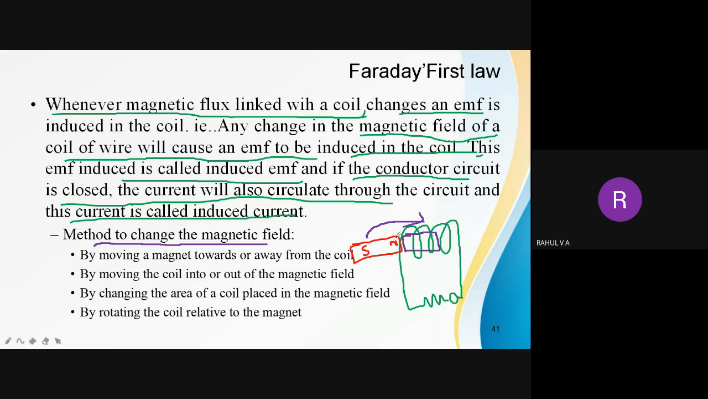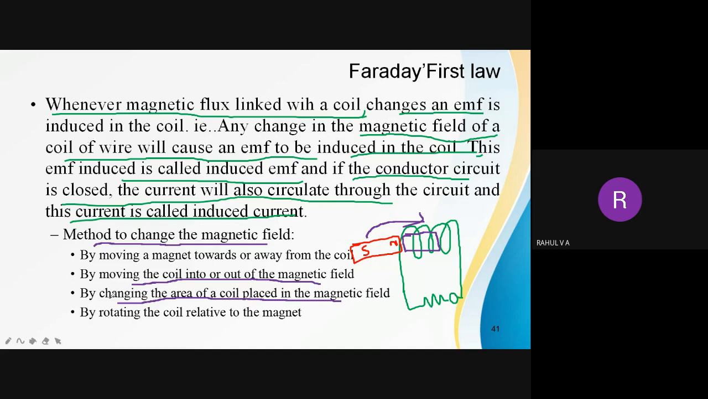Or what I can do, I can move the coil into or out of the magnetic field. So instead of moving the magnet, I can move the coil. That is another method. In both cases, there will be a change in flux linkage. Or I can change the area of the coil placed in the magnetic field. By rotating the coil, I can change the total area of the coil.